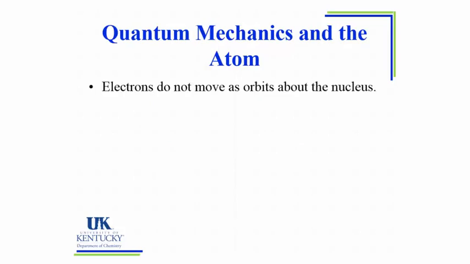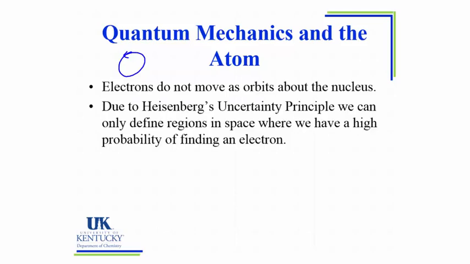So instead of thinking about the electrons moving in orbits, they're not traveling around in orbits like planets around the sun. If they did that, we would know, okay, this is where it is right now, this is how fast it's traveling, we could predict where it's going to be at any point down the road. We don't have these orbits. Instead, what we have is defined regions in space where we have a high probability of finding the electron. So we can zero in on an area, but we can't go into a precise orbit.